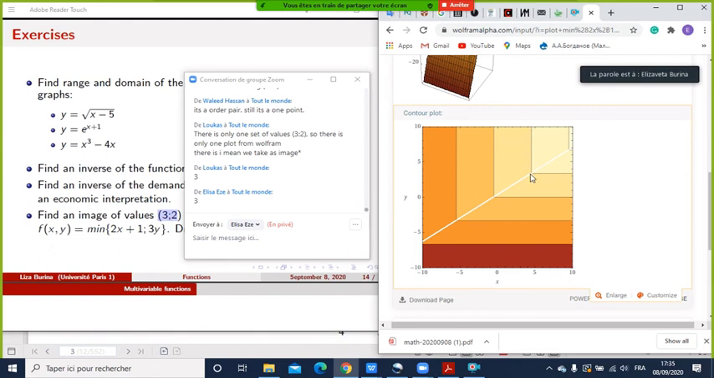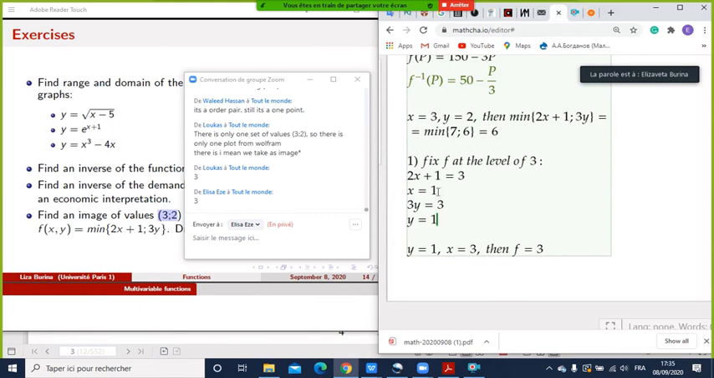This corner corresponds to something. In our case, we took 3. Then you can fix the level of 6, fix the level of 9, fix all the other levels. And after all, you're going to understand that the shape is like that, right? Like that, as a corner.